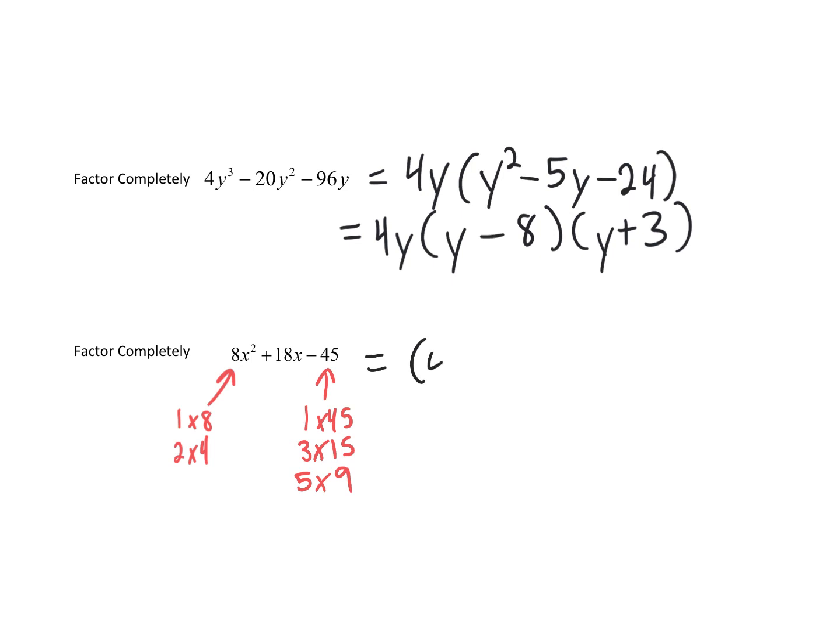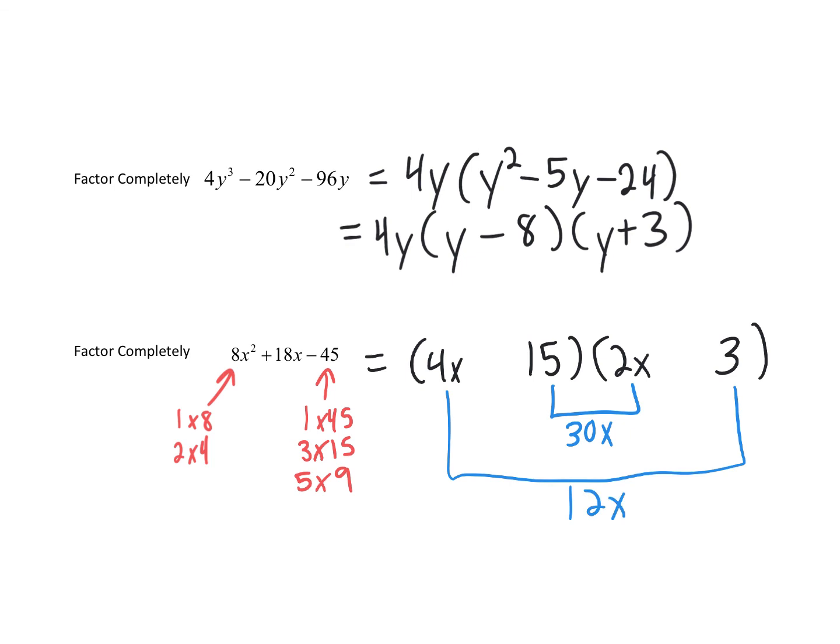I'm going to start with 4x and 2x. Again, it's usually the 4 and the 2, not the 1 and the 8. Not always, but usually. Now, when I look at the 45, I would try the 5 and the 9 first. But I know that that's actually not going to work if you actually try it. It actually ends up being the 3 and the 15. And in this order. Again, if we look at this, this gives us 30x, and this gives us 12x. So if we have 30x minus 12x, we get that 18x in the middle that we wanted. So we want a positive 15 and a minus 3.